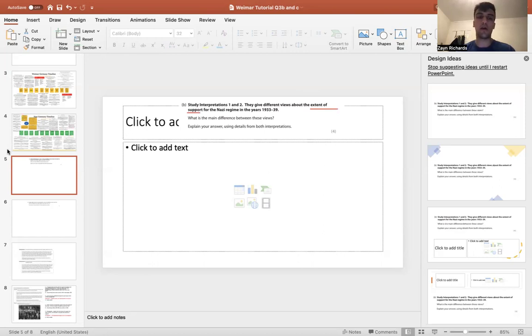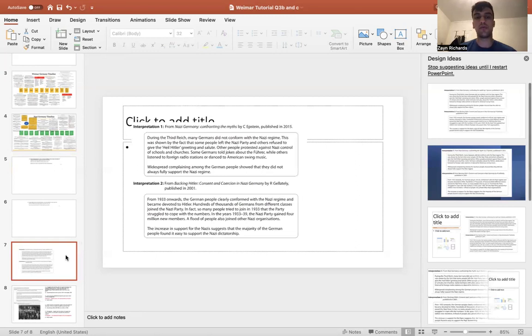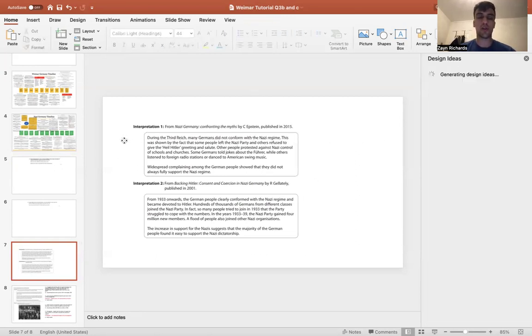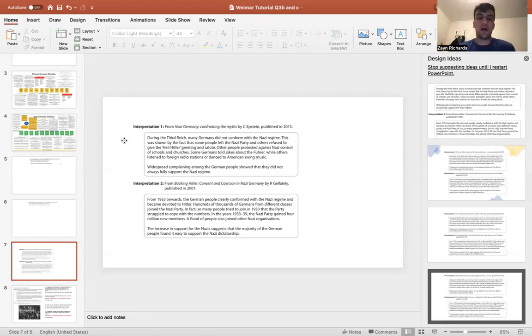Okay, so again, we're considering the extent of support, and we're now going to have a little read through these interpretations. Now again, I've not looked at these beforehand. I'm literally doing it live, just so that you can see what it is like for a teacher who's approaching these questions fresh. So these are the interpretations. First of all, I'm going to encourage you to pause the video and have a little read through. I'm going to have a little read through now, and then I'll explain what I'm doing.